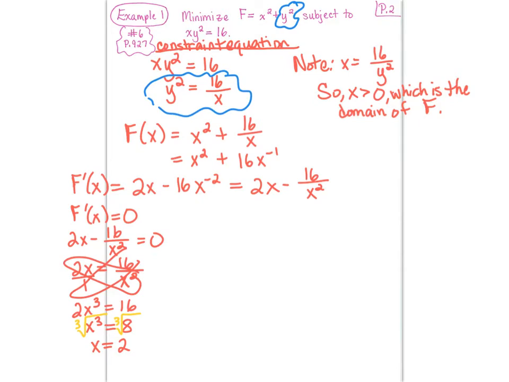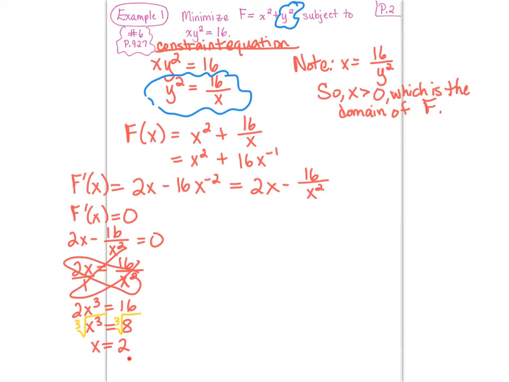Now the question is, is our derivative ever undefined? Sure. It's undefined if x is equal to 0, but we don't care about that because that's not in our domain. Our domain is when x is positive, so we don't have to be concerned about 0. So x equals 2 is our critical point, okay?